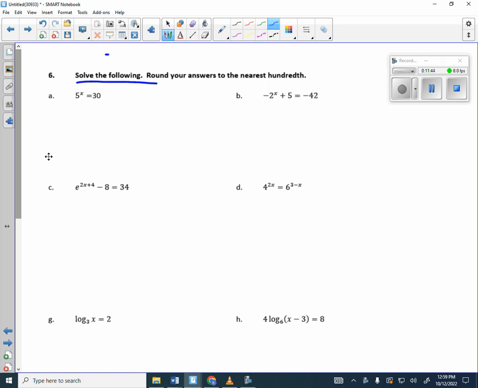So we're going to solve a couple equations here. Okay. So in this situation, I have 5 to the x is equal to 30. And do I divide both sides by 5? No. Do I multiply by a 5th? Do I take the 5th root? Yeah. Nope.